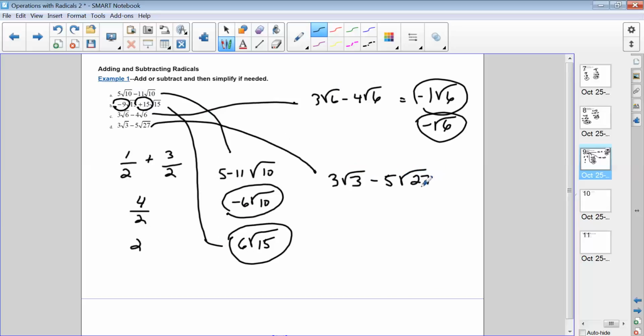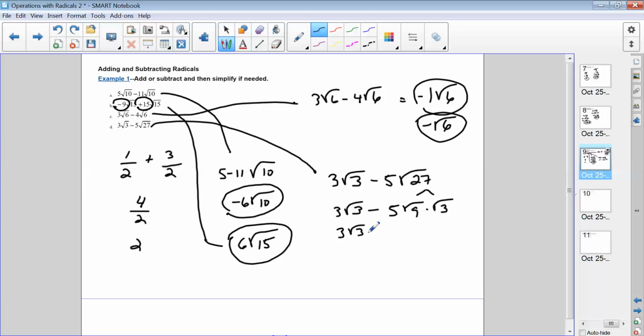Well, you just don't want to give up with it. You want to try to factor. You certainly can't say 3 take away 27. You need to have the same radicand. So you're going to look to simplify the square root of 27. That's going to be the square root of 3 and the square root of 9. And then continue to simplify.